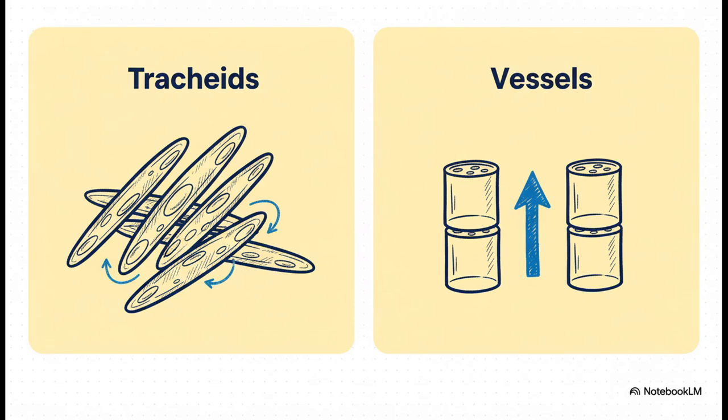The xylem is the tissue that carries water. And even here, you find different kinds of pipes. You've got tracheids, which are these long, single cells, and then you have vessels, which are much wider because they're built from many cells stacked together end to end, kind of like sections of a real pipe.